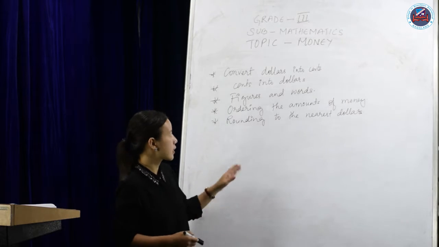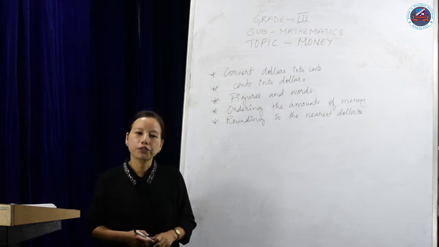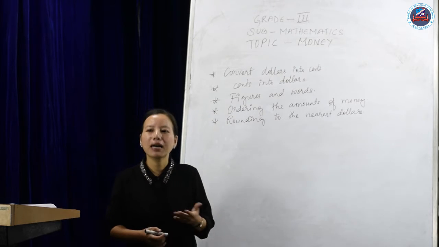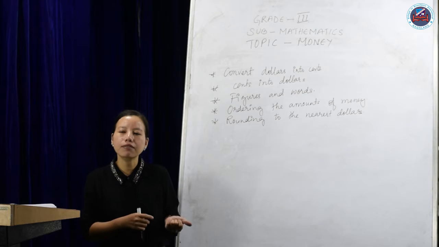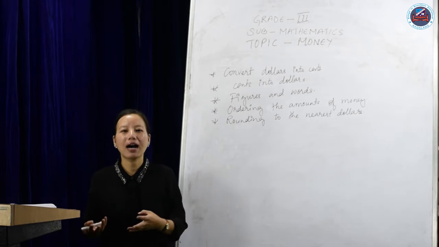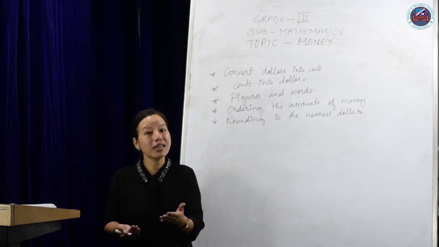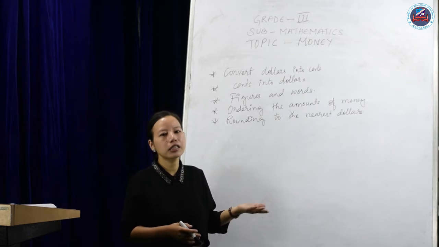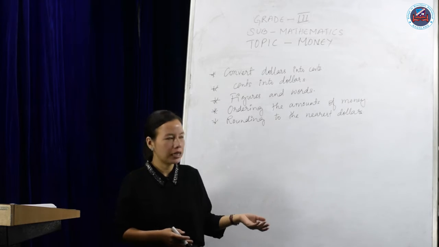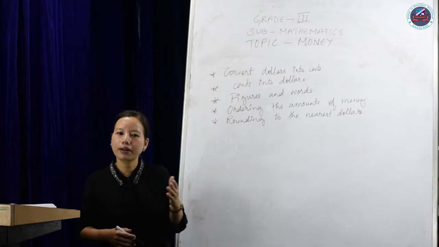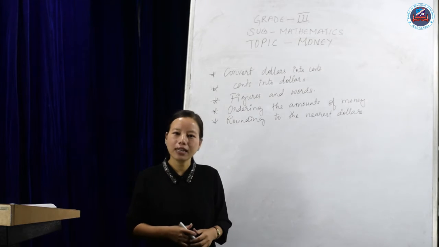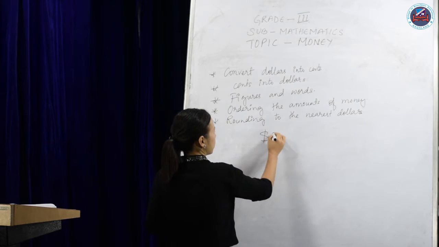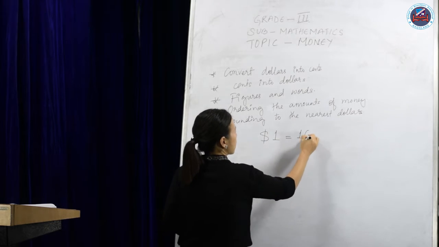Before we go into this, let's first try to understand what money is. Money is a way to exchange one thing for something else. We use money for buying and selling things. It is expressed in terms of rupees and paise in Indian currency and in American currency as dollars and cents. So in this lesson we will talk about the American currency, that is dollars and cents. Know that $1 is equal to 100 cents.